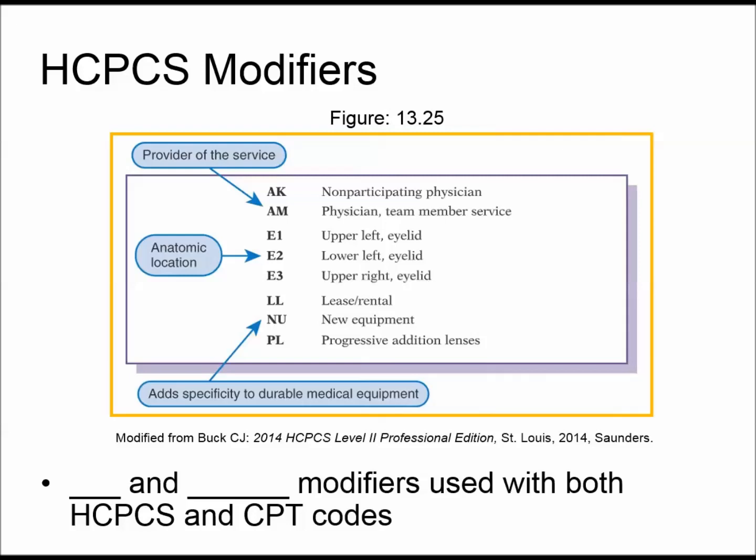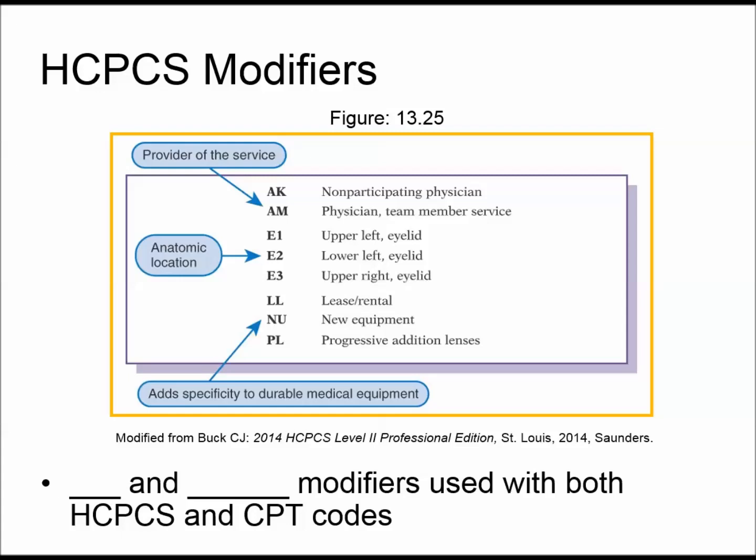Now, modifiers. There are modifiers in your HCPCS, just as they are in your CPT. There are more than 50 alphabetical modifiers available for assignment, and that would be, of course, to add further specificity to the 5-digit national code. They can be used to specify the service provider or specify the anatomical site or even add specificity. So what we're going to look at here, as you can see, AK is non-participating physician.